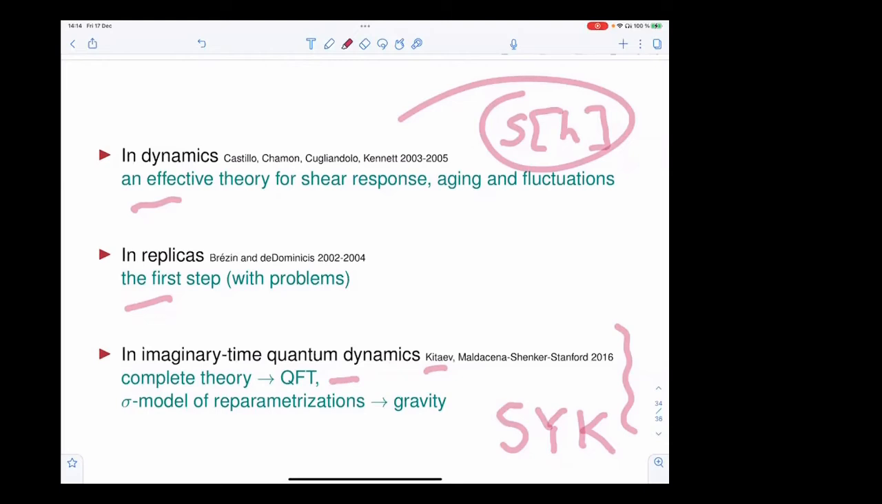So such a thing was attempted in dynamics, and I recommend highly those papers. And in replicas, I also recommend the other two papers. Of course, this one is very, very clear intuitively. This is a bit more obscure, but still I recommend them highly.